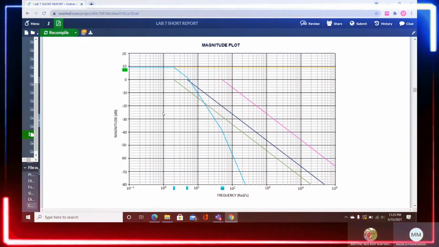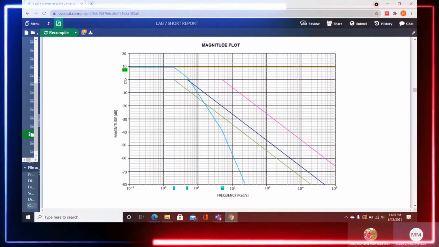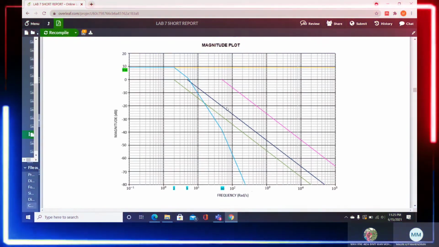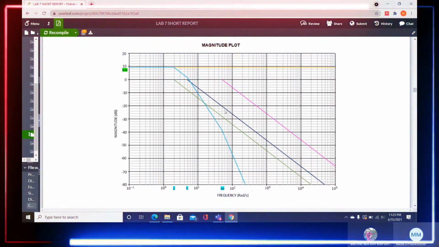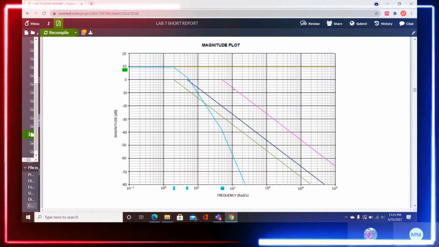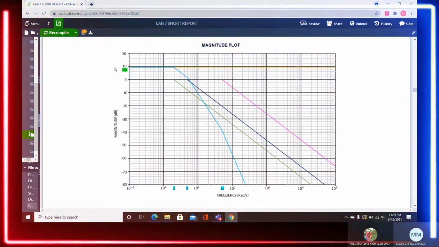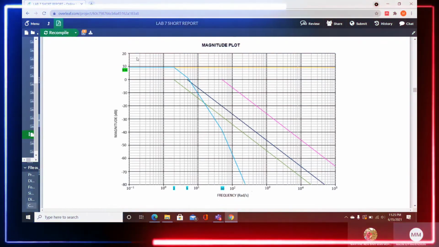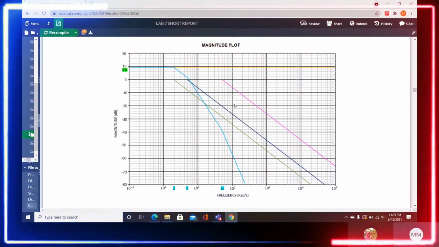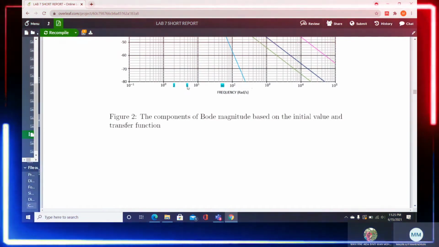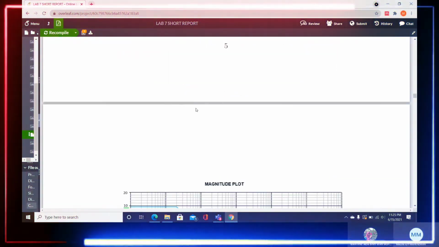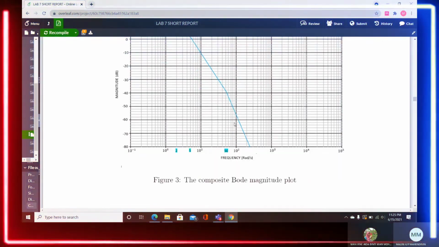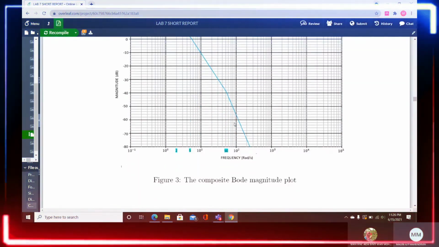Okay, so for the magnitude plot, we used the initial value that we got earlier and we plotted the three corner frequencies here, which are colored in green, dark blue and also pink, and the yellow here is for the initial value, and this light blue here will be our final magnitude plot. So this is the corner frequencies 2, 5 and 50. The next one here shows the final magnitude plot that we got using the approximation method.